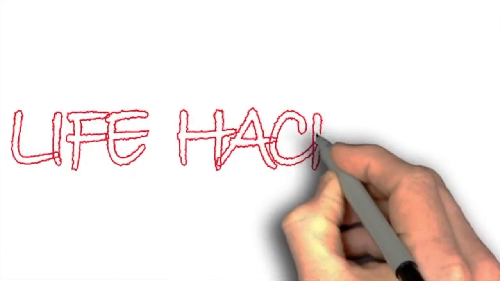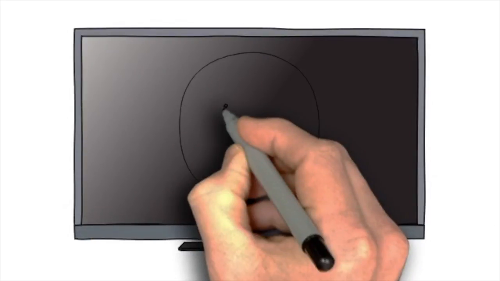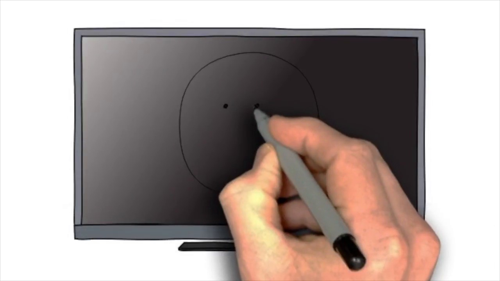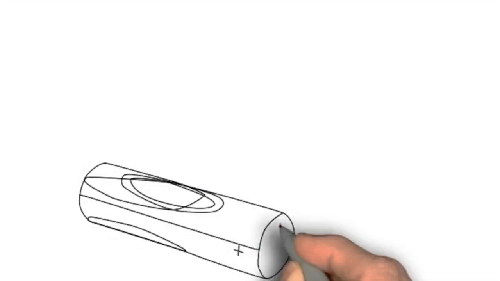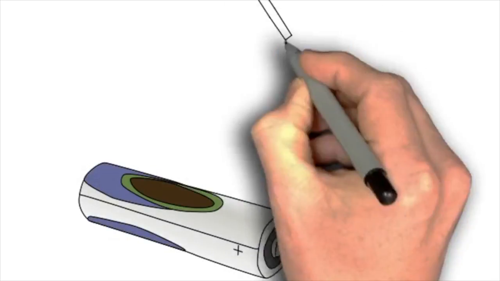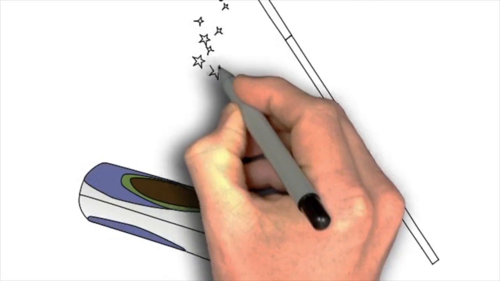Life hack number one. Have you ever had your TV remote battery die on you, and all you had in the house were triple A's, but you needed double A's? Well, yeah, it kinda pisses me off just thinking about it, actually. But that's okay. I'll just take my triple A batteries and make them into a double A battery.